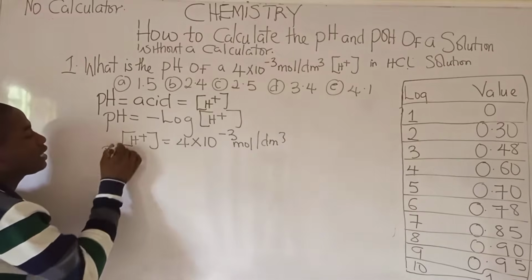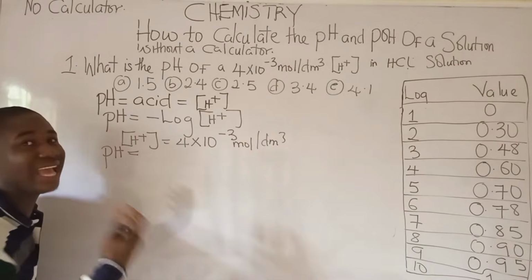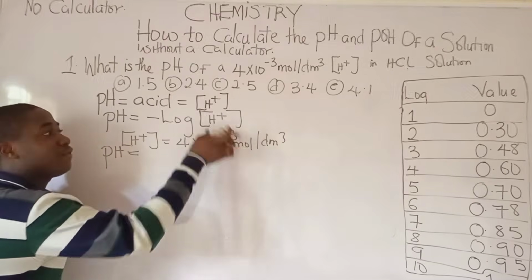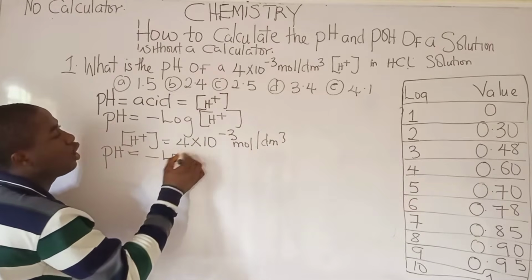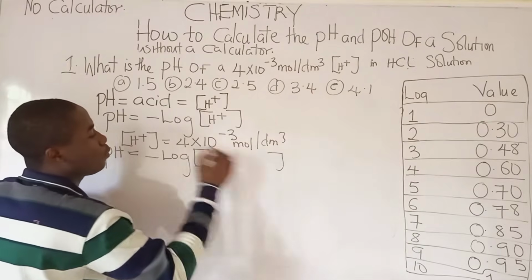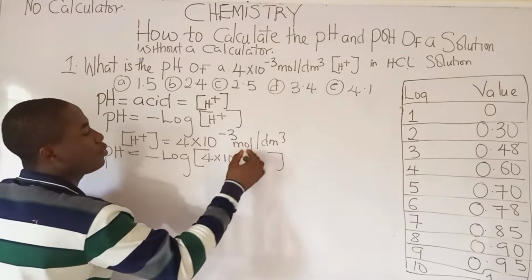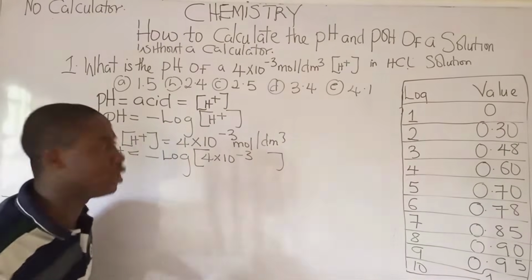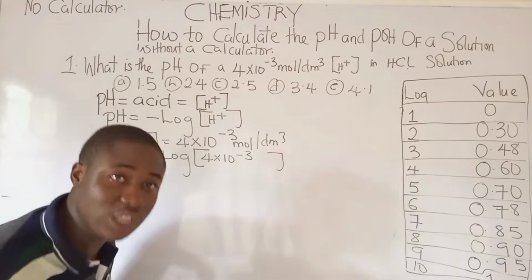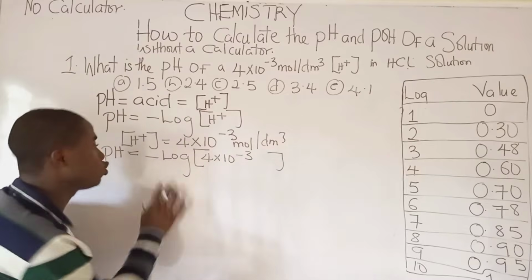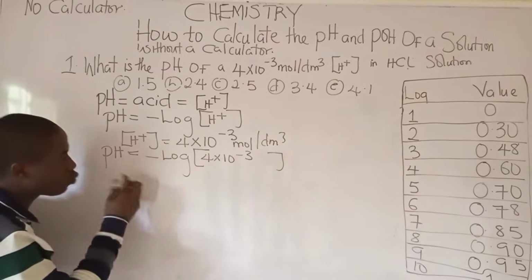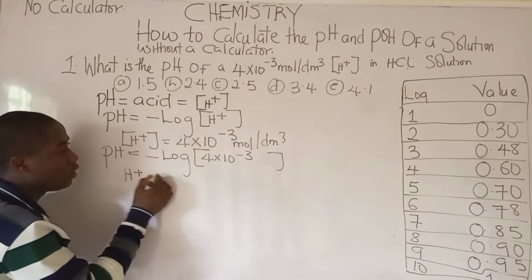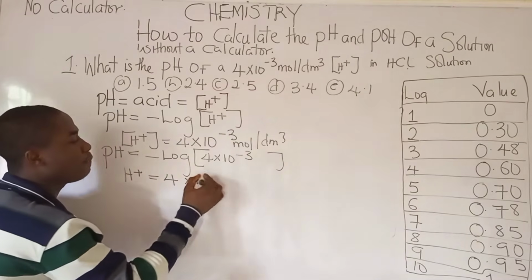Now, if the calculator in the exam is a scientific calculator, that means it has various functions, we can actually input this value into the formula to be minus log into bracket the H plus, which is 4 times 10 to the minus 3. So when we press the calculator, we just get the answer and choose our option. But now the calculator in the JAMB exam does not have this function, so we solve with this. To do that, we simply bring the hydrogen ion concentration out, which is 4 times 10 to the minus 3.